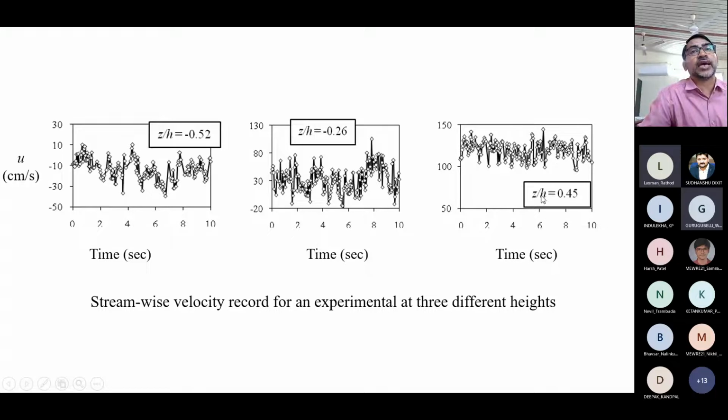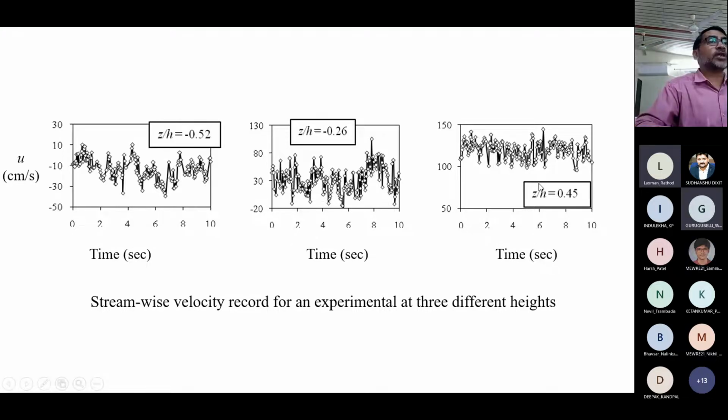You can see near the water surface, all values are more than 100 centimeter per second, even more than that, some are 152. Right? So is this clear, Saman? Yes, sir. Clear, sir.